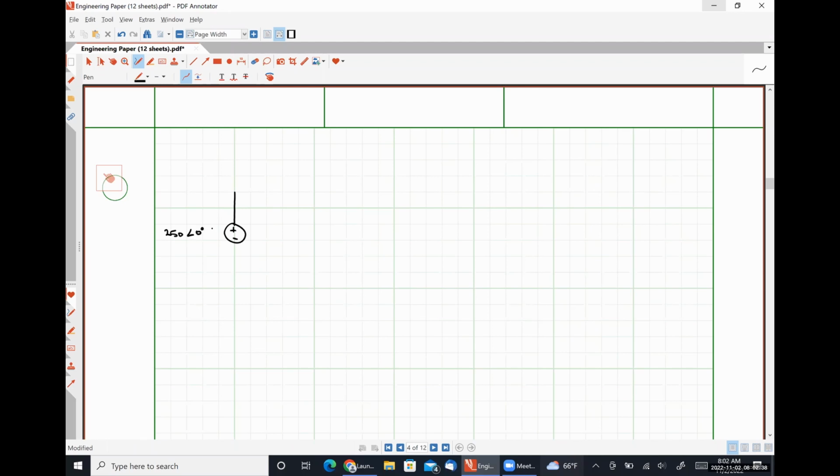We have a 250 angle 0 degrees volt source connected to a 20 ohm resistor in series with a j10 ohm impedance inductor. Here we have a dependent current source that is supplying 0.03 Vx of current.